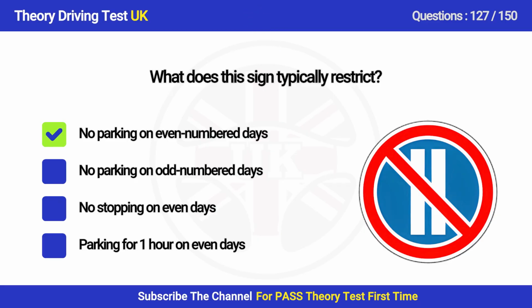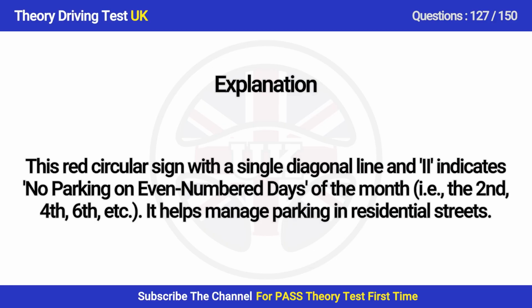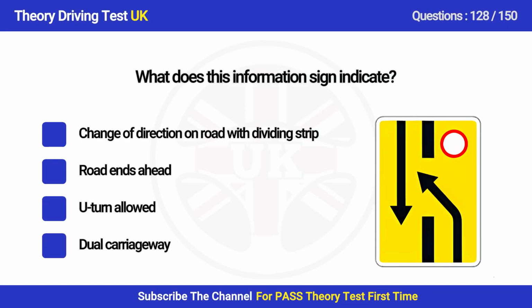Answer is A. No parking on days. This red circular sign with a single diagonal line indicates no parking on days of the month, etc. It helps manage parking in residential streets. Question 128. What does this information sign indicate?